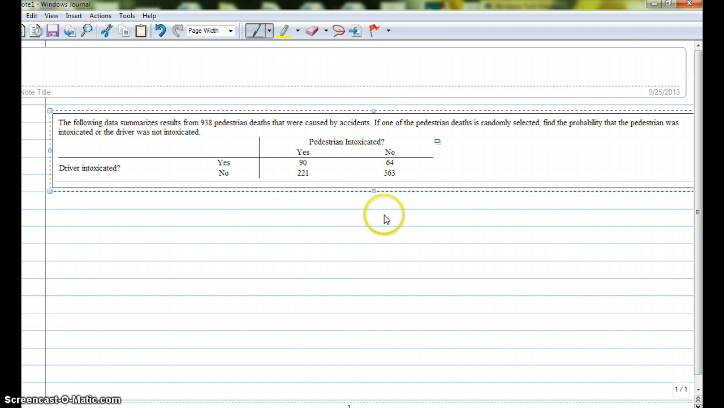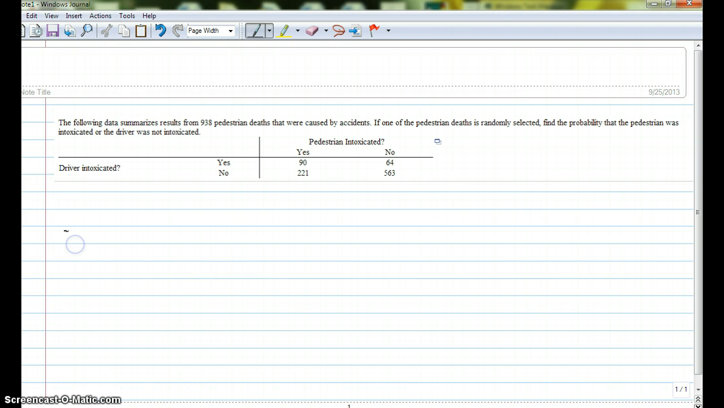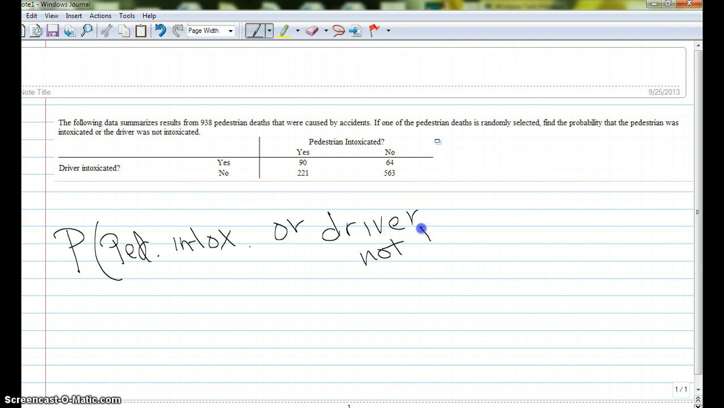Okay, so to find the probability that the pedestrian was intoxicated or the driver was not intoxicated, we're going to add up all of them where this is true and divide by the total number of people this table tells us about, which we know is 938, since they tell us that in the problem. Or we could add up these four numbers and we would get 938.